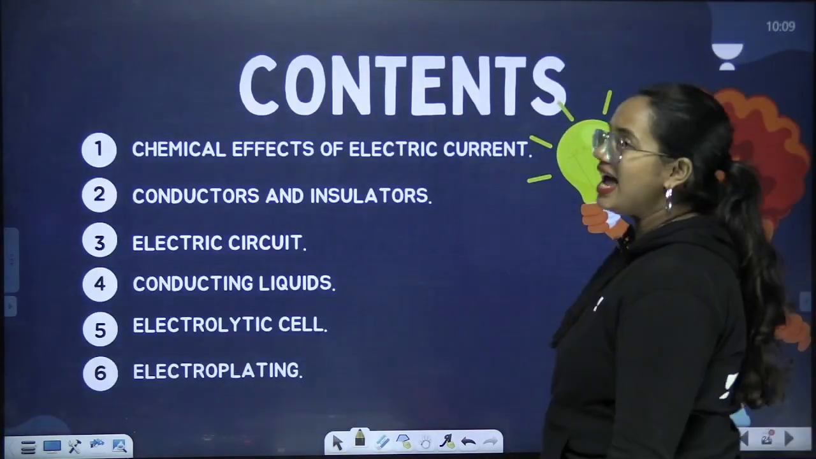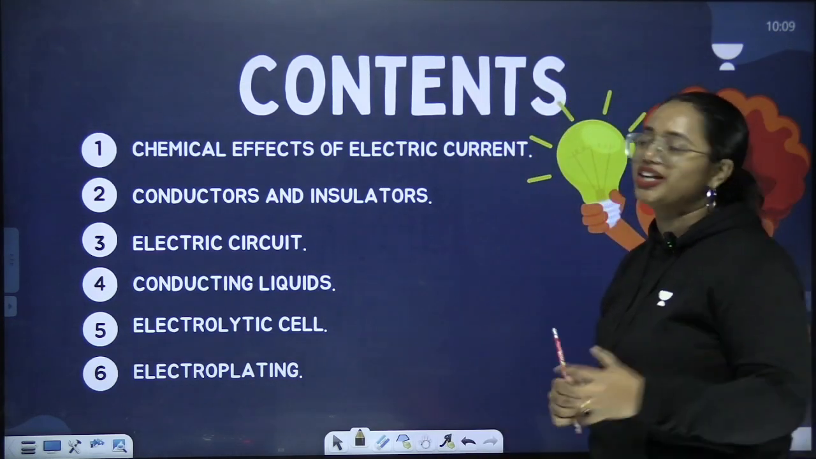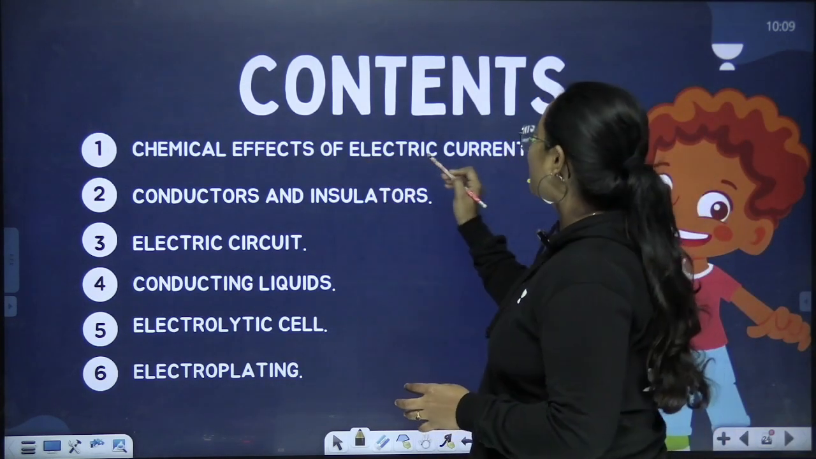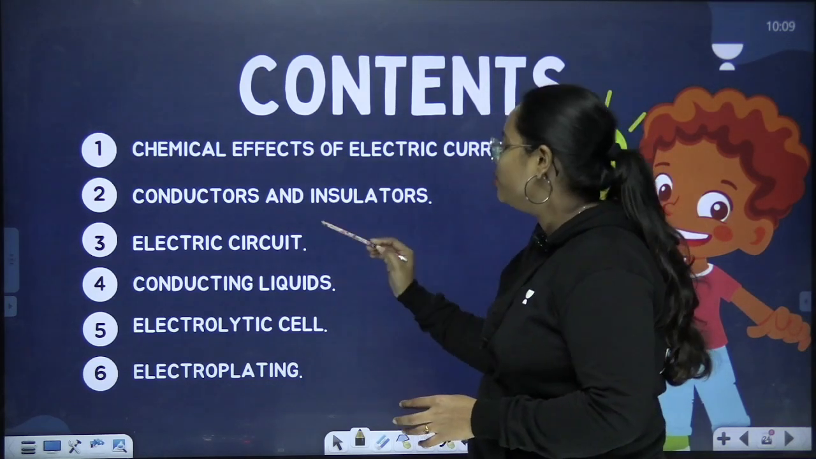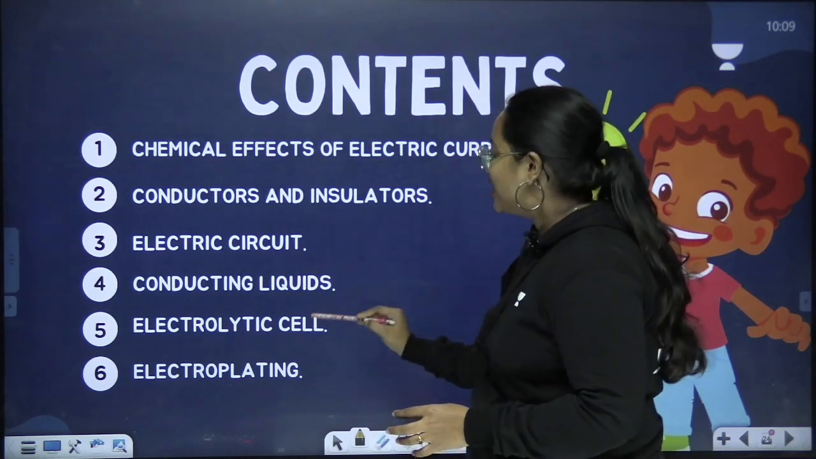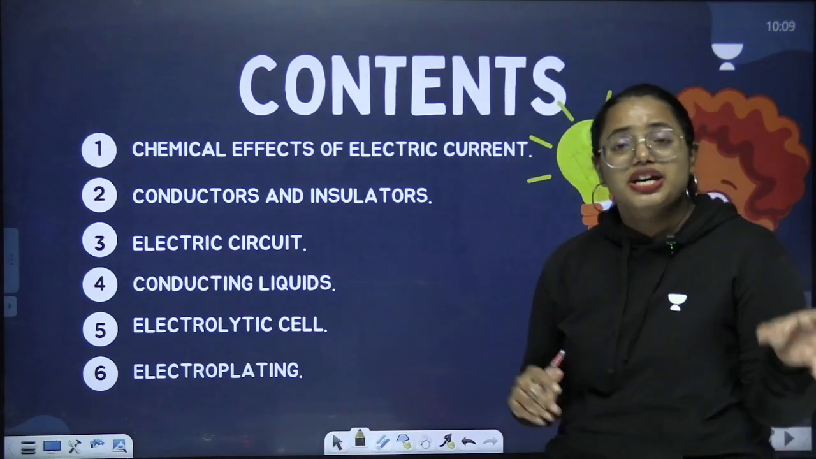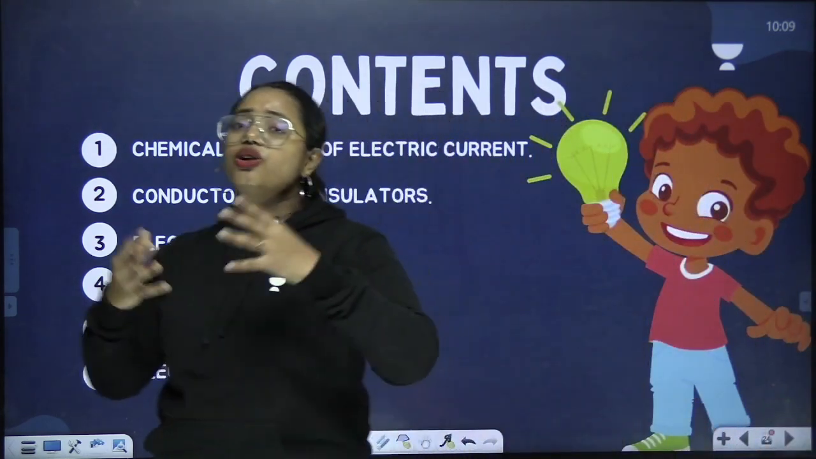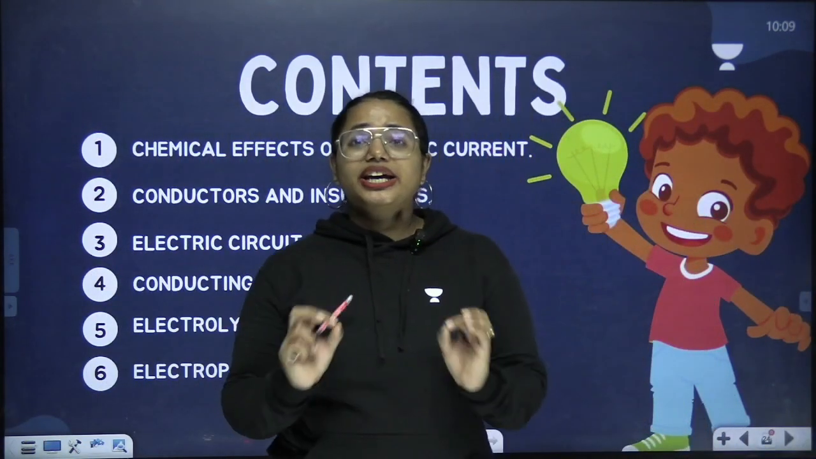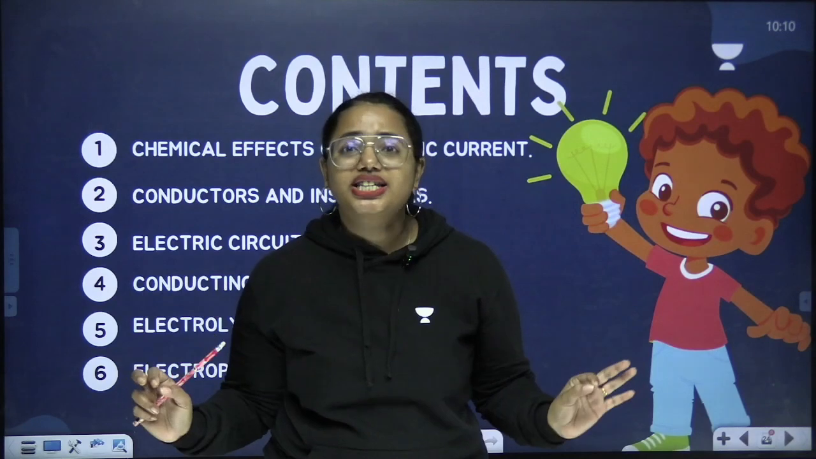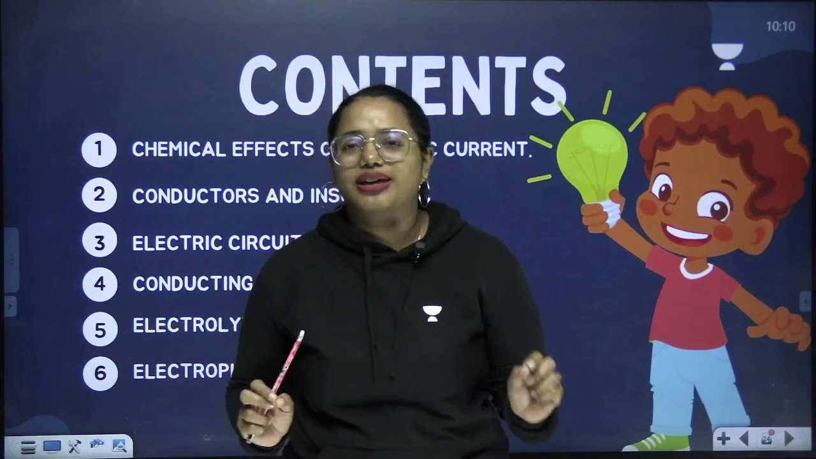So look at this. These are the various topics that we will be learning today: chemical effects of electric current, conductors and insulators, electric circuit, conducting liquids, electrolytic cell, and finally electroplating. It's very important because this particular session has a lot of amazing things to be learned, and I need all my students to be clear with all the concepts that we learn today. So please pay attention throughout the class and try to take down the important points.